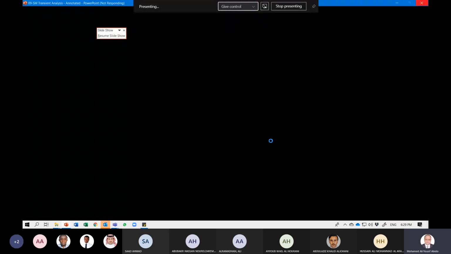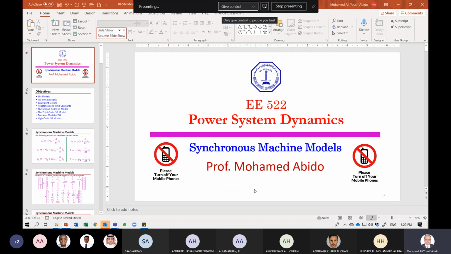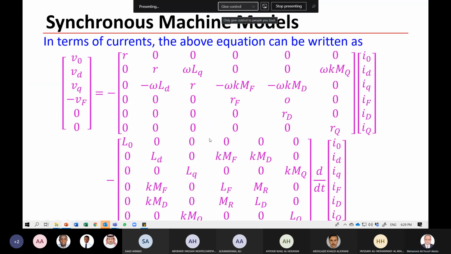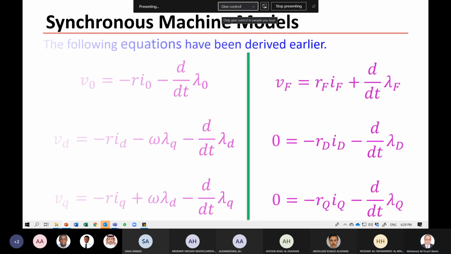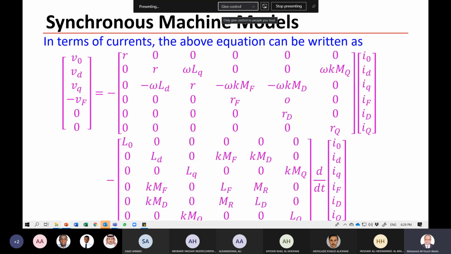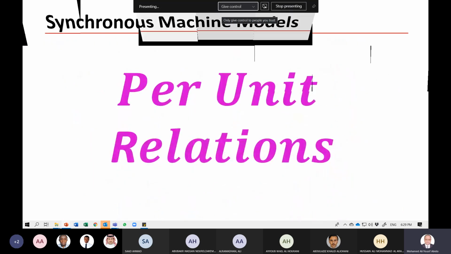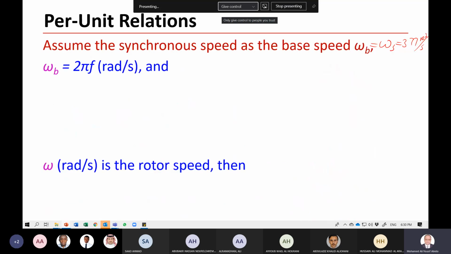So let us go back. So we are here, right? So these are the equations, and we can express them in per unit.